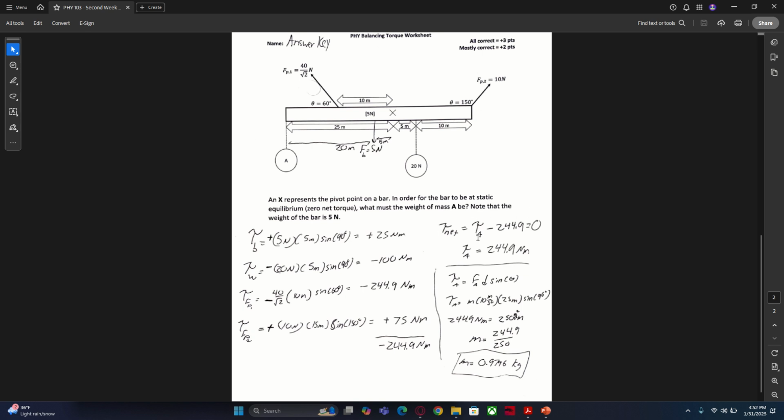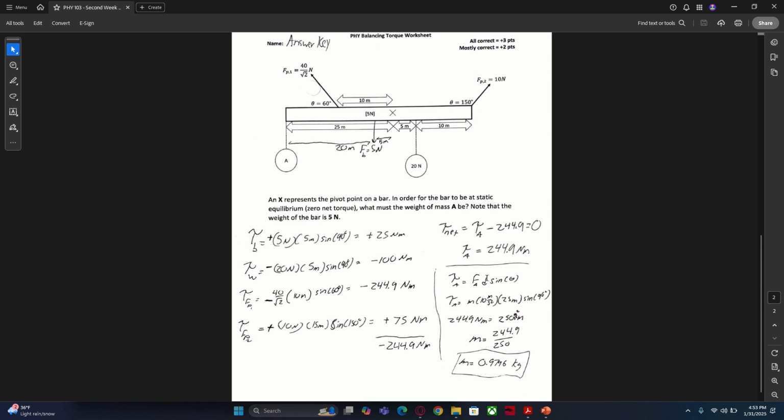So we have the torque of object A, which we know is a positive torque, and that is being subtracted by the remaining amount that we have. Or I should say, we're adding to it the additional torque of everything else. The additional torque was negative, hence torque A minus 244.9. Adding this to the other side, torque of object A has to be 244.9 Newton meters. Now, torque of object A, that is the force of object A times its distance from the pivot point times sine of the angle between these two vectors.